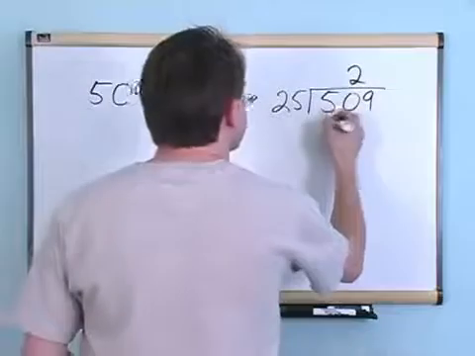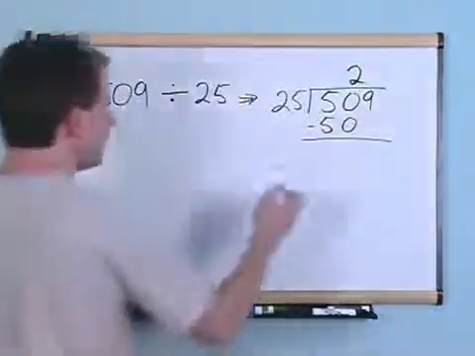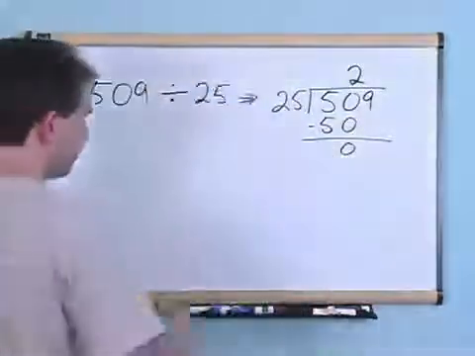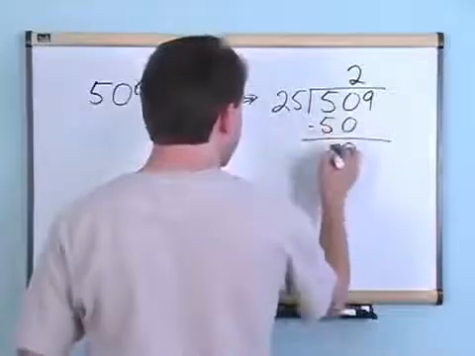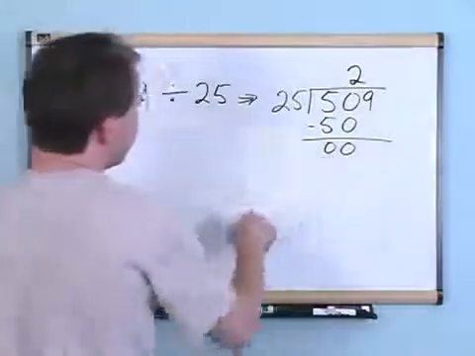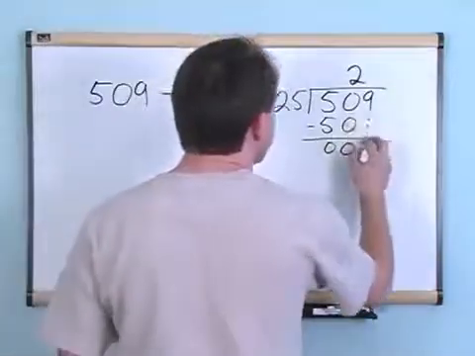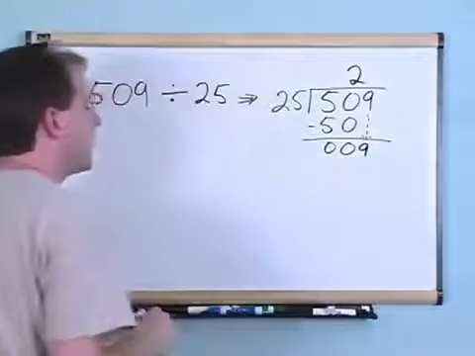So because I know that 25 times 2 does give me 50, I can subtract and just put a 0 here. 0 minus 0 gives me 0, 5 minus 5 gives me 0, so I've got a big fat 0. Can 25 be divided into 0? Of course it can't, okay? It's just too small, so you're going to have to take your 9 and drag it down here, okay?